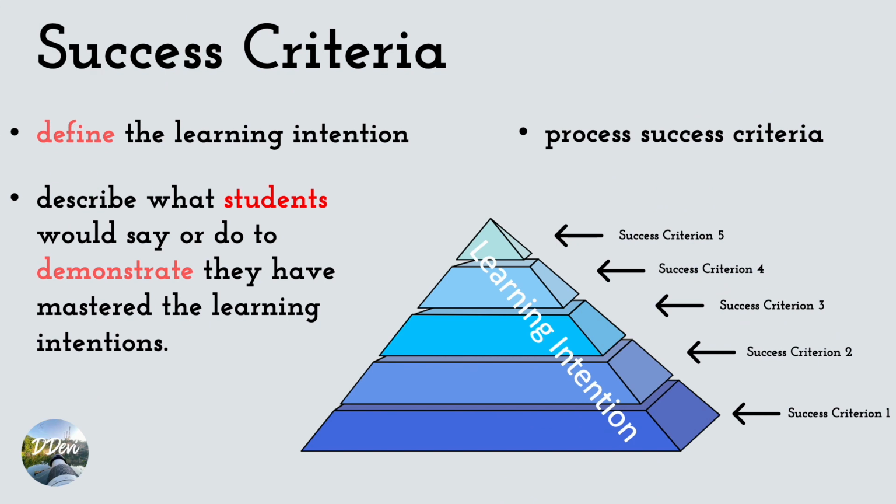On the other hand, success criteria give a definition to the learning intentions. Success criteria explicate what students would say or do to demonstrate that they have learned. There can be many success criteria leading to the final learning intention. Success criteria do not refer to the product of the learning activity. They include the processes taken to reach each success criterion. These are called process success criteria.